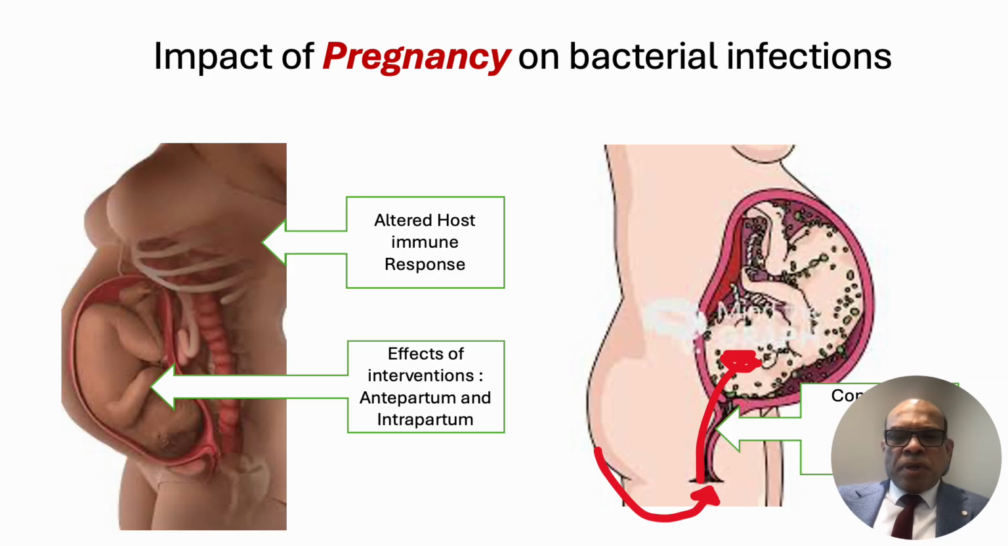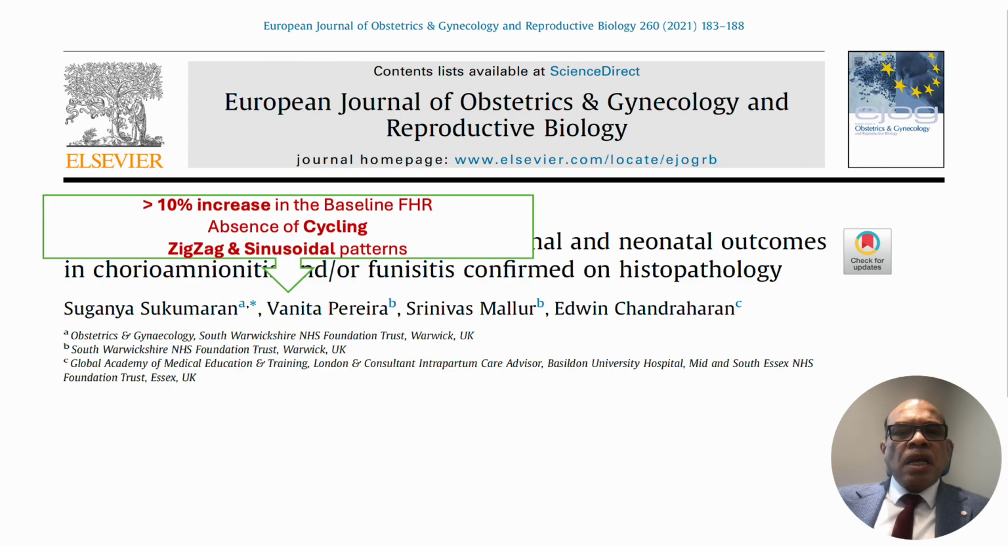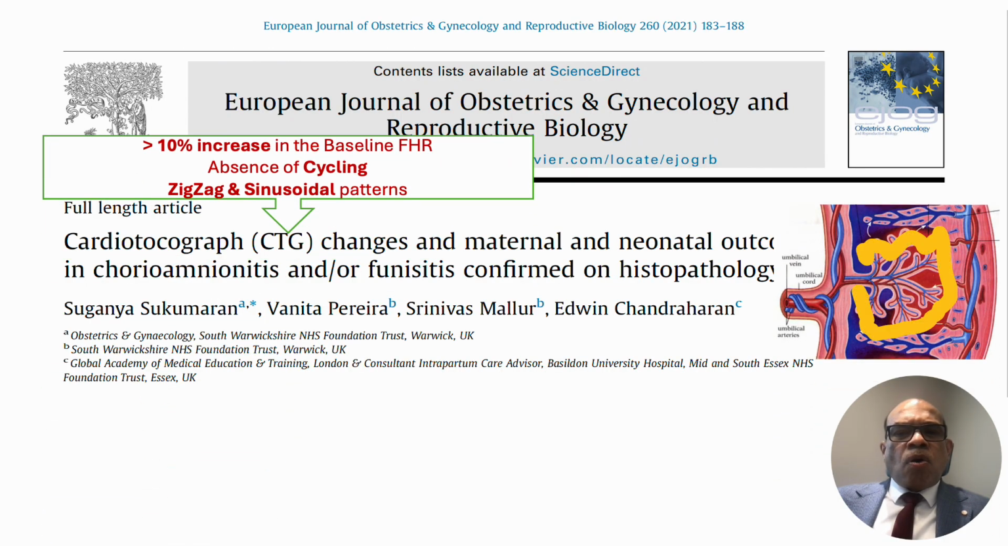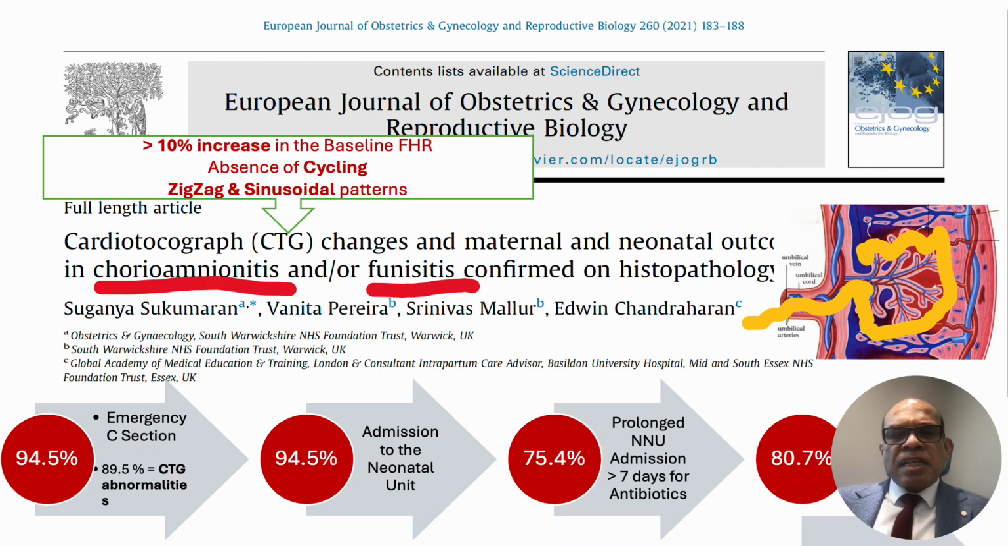And also because the back passage, the anus, is very close to the birth passage, E. coli, GBS, and other gram-negative organisms which normally inhabit the bowel can enter the vagina and cause contamination. So with all these, chorioamnionitis is not only a problem to the fetuses, where they have high rates of morbidity, mortality, and neonatal admissions.